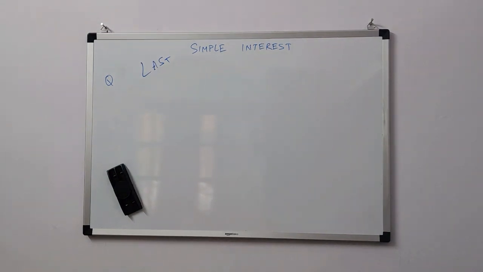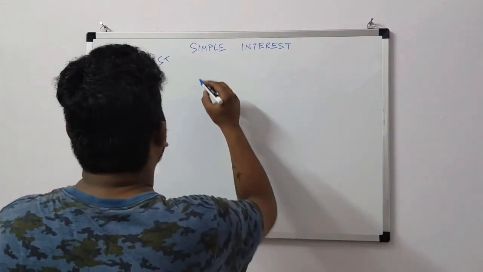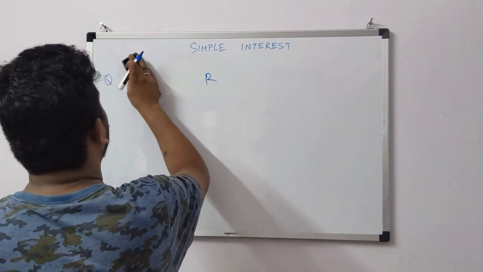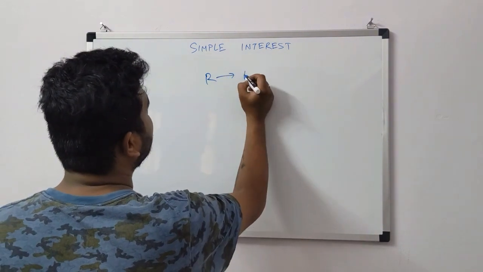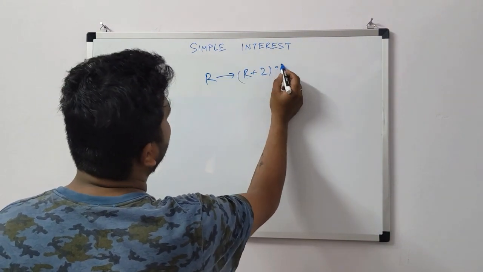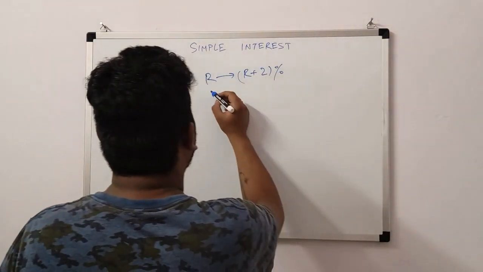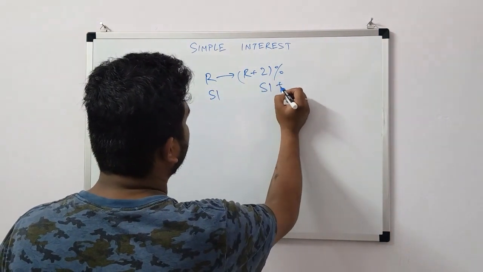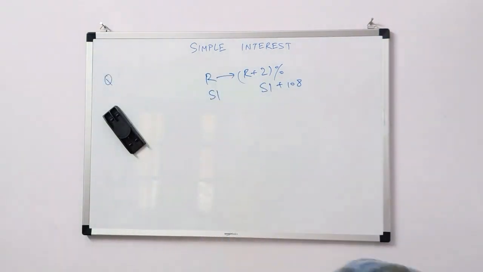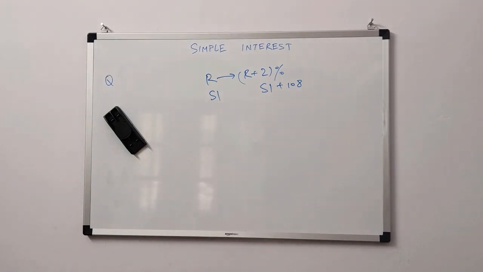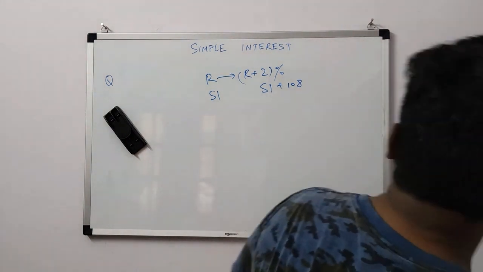Question number 3. If the rate is increased by 2%, so how do you write such information? If the rate is increased by 2%, I write it like this. The simple interest received on a sum of money increases by 108. On this, if the simple interest was SI, then it becomes SI plus 108. If the time period is increased by 2 years, then simple interest on the same sum will increase by 180.